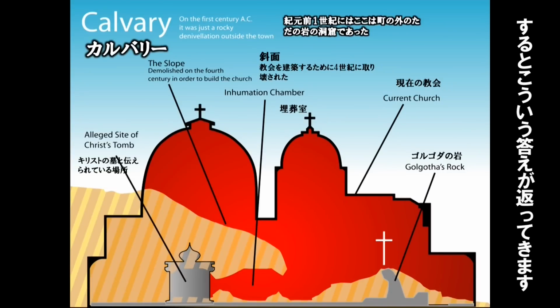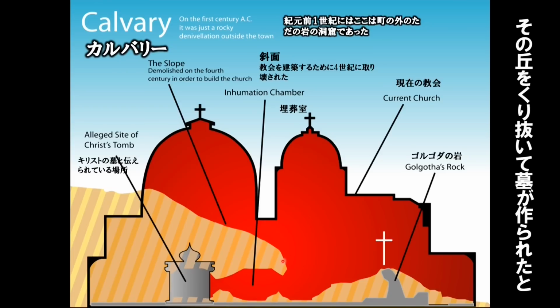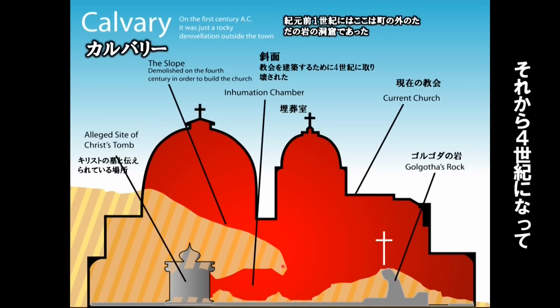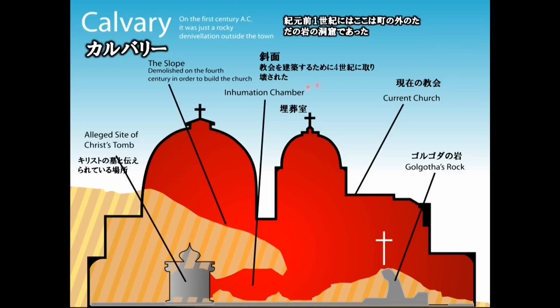And the answer given is this. They say there used to be a hill here, and the tomb was cut into the hill. And then in the 4th century, the hill was demolished to build the church.